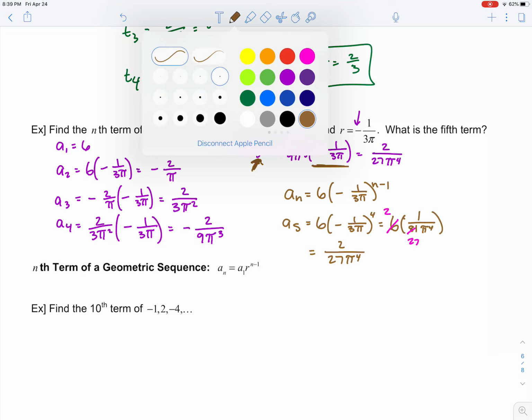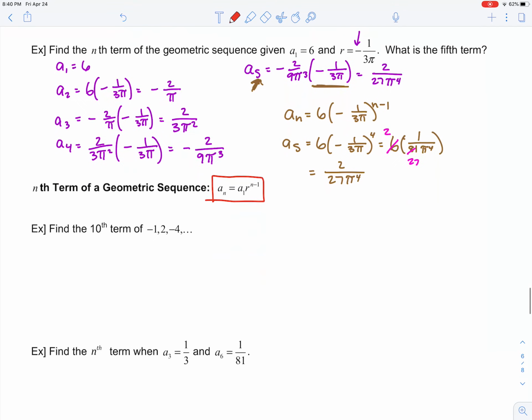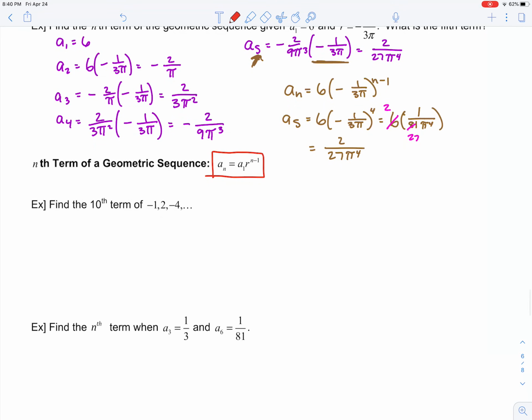And below we actually have it written out for us. In general, this is the formula for the nth term of a geometric sequence. So notice that you need the first term and you also need the common ratio r. So let's try this formula with the next example.